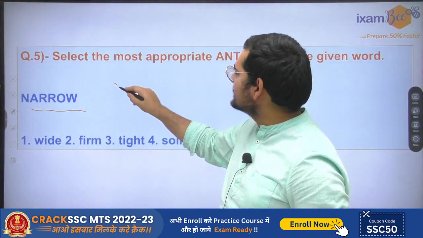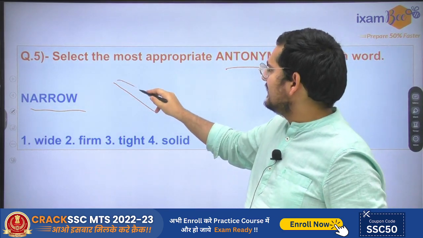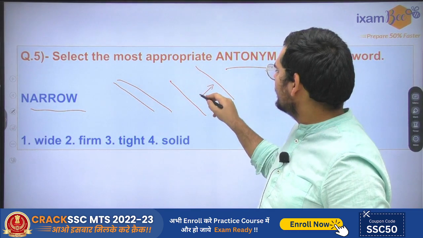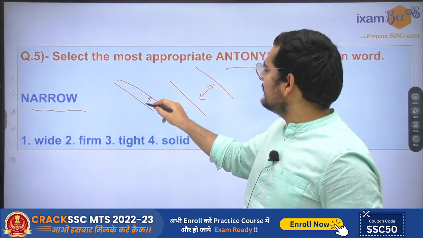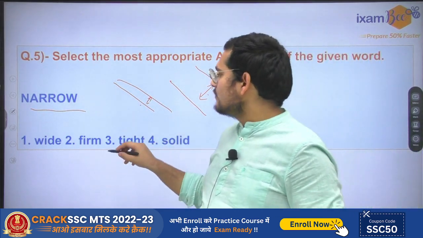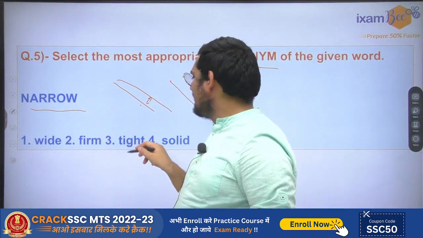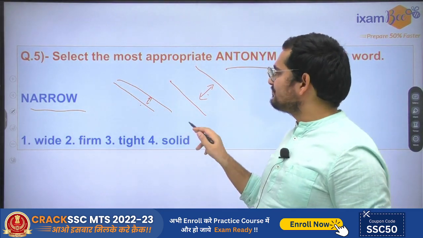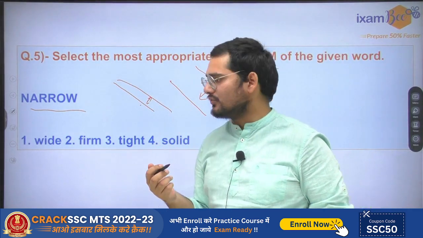If I say a narrow way, it will be like this, and a wide way will be like this, right? And it doesn't have much space. Okay, so narrow and wide. So narrow, firm, firm is a synonym. Tight, tight is a synonym. Solid, solid is also a kind of, it relates with narrow, right?